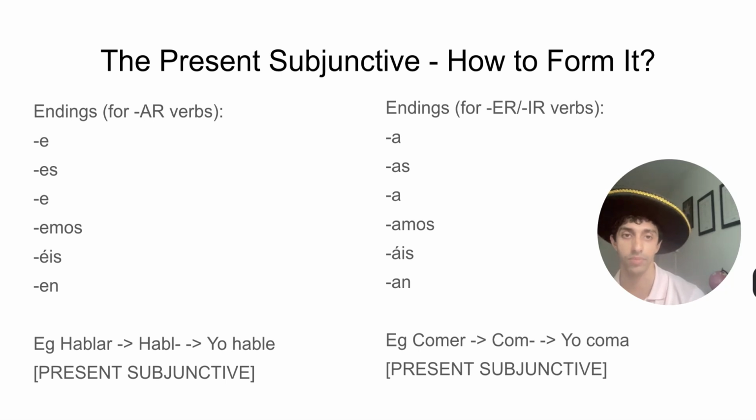For ER and IR verbs, there's a different set of endings, although luckily the endings are the same for both ER and IR verbs. And those endings are a, as, a, amos, áis, an. So the example I've used here is the verb comer, to eat. Como is the yo form of the present indicative, meaning I eat. So we start with that. We remove the ending, which is simply the letter O, and that leaves you with com, C-O-M. And then you would add the correct ending, which is the letter A here, if you want the I form. So it becomes coma or yo coma in the I form of the present subjunctive.